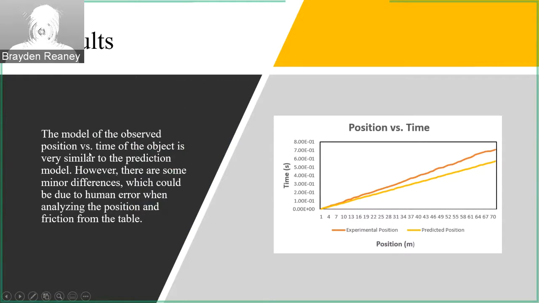Results: the model of the observed position versus time of the object is pretty similar to the prediction model. However, there are some minor differences, which can be due to human error when analyzing the position and friction or other forces acting on the object. You can see the experimental position, the change of position was the orange, and it ends up being farther than the predicted position, which is a straight line, assuming there's no force, which yields a constant slope.